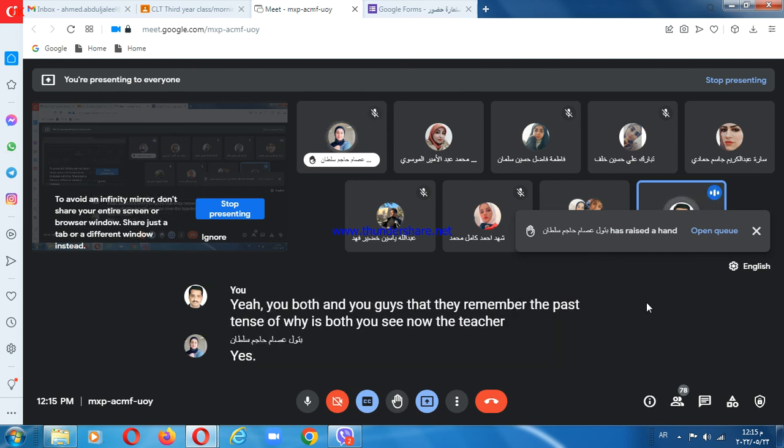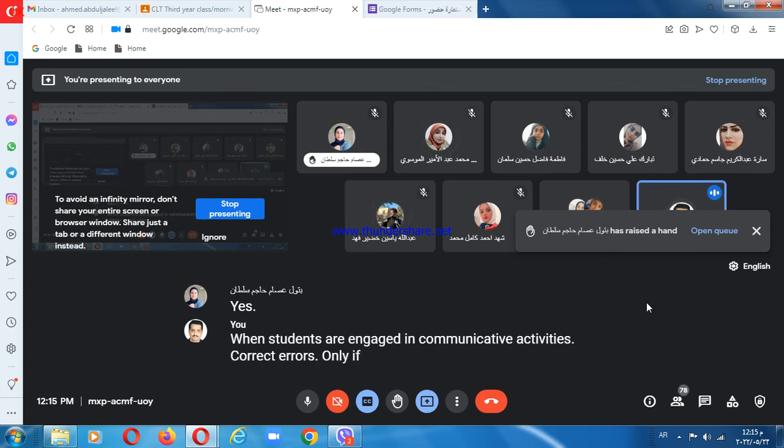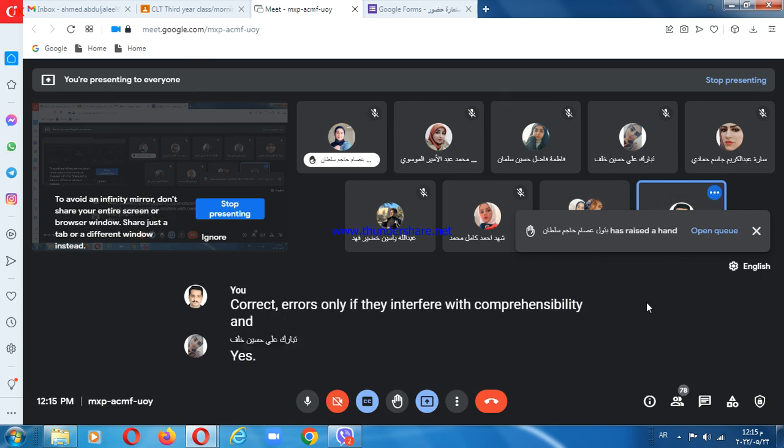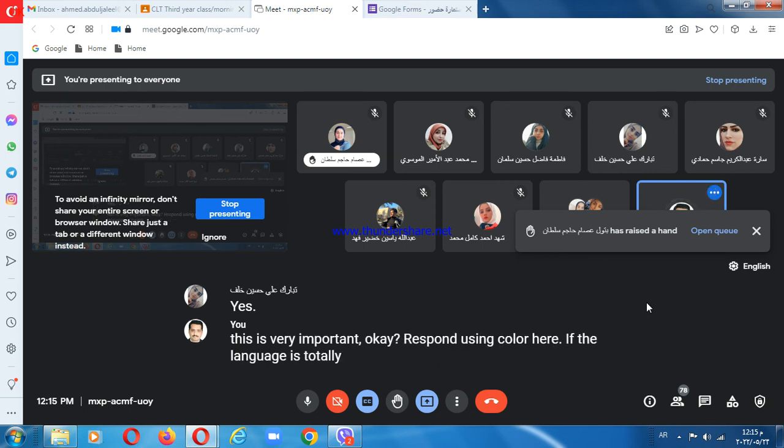When students are engaged in academic activities, correct errors only if they interfere with comprehensibility. And this is very important. Okay? Respond using correct language. Here, if the language is totally incorrect, the correction will be made.